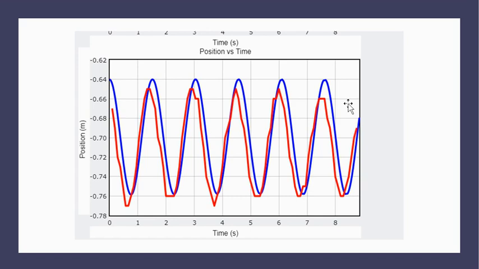But overall, I think this lab was a great way to learn about the law of conservation of energy.